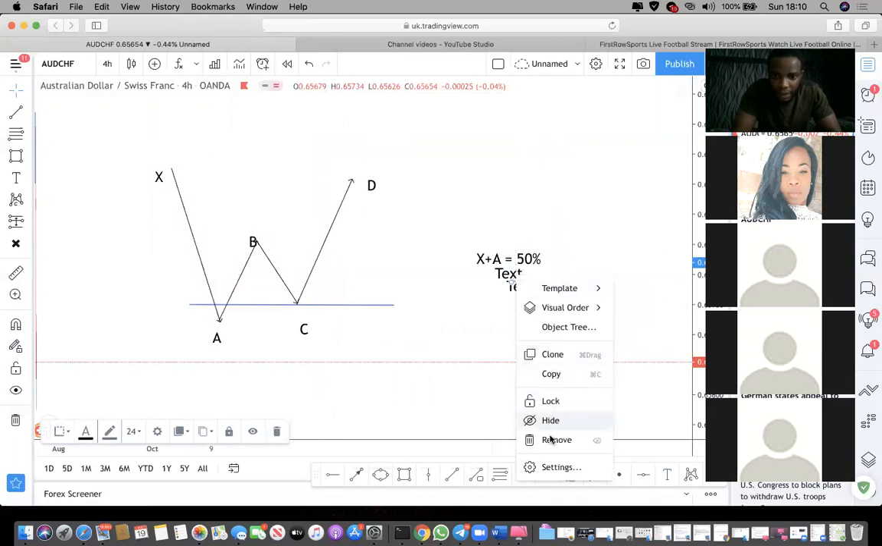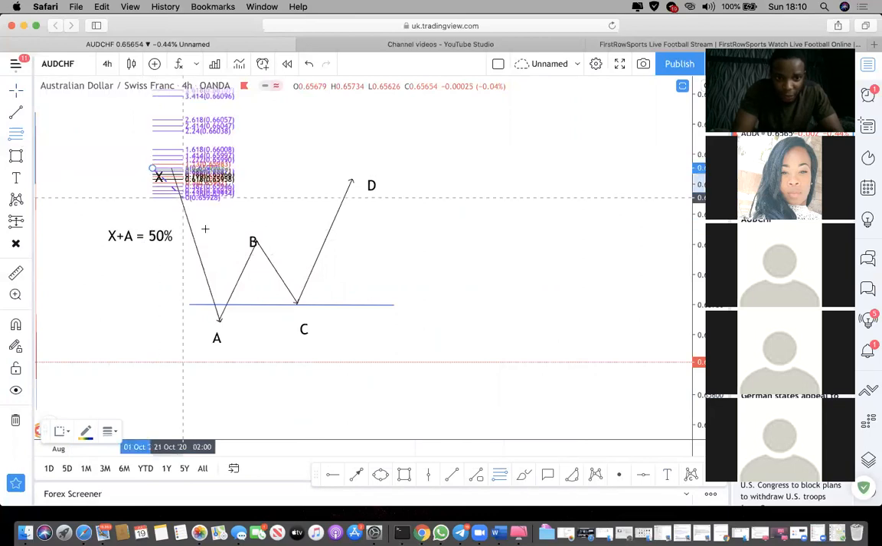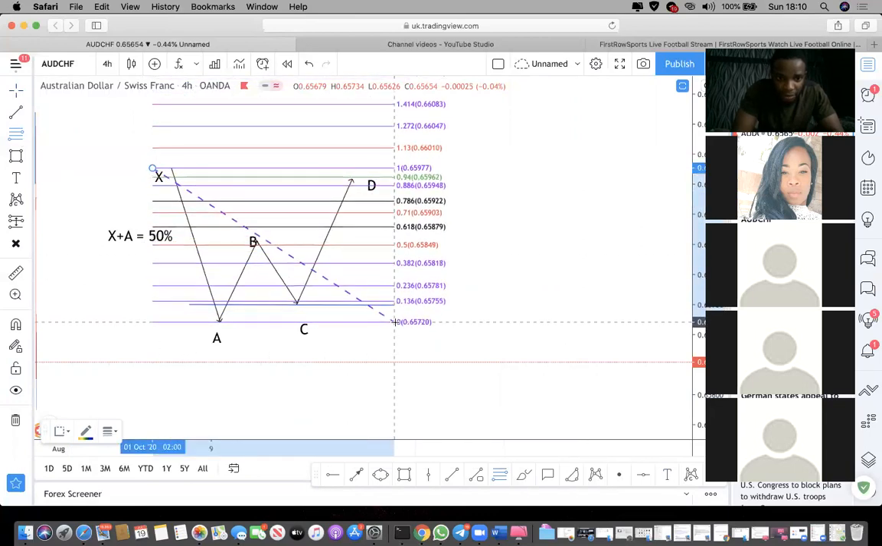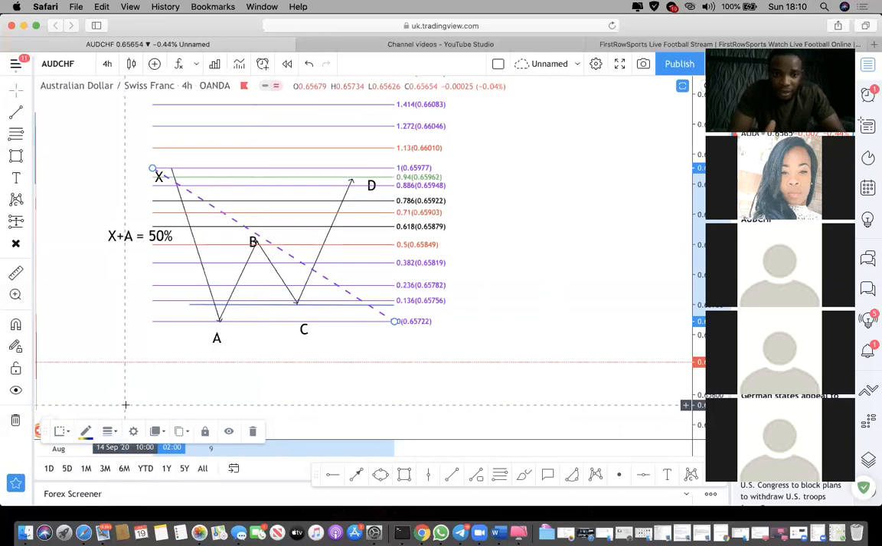Okay. So if you pull your fib, what do I mean by that? If you pull your fib from the X level to the A level, we want B to be a minimum of 50% for a back pattern. I hope that makes sense. And the max is 50% as well.